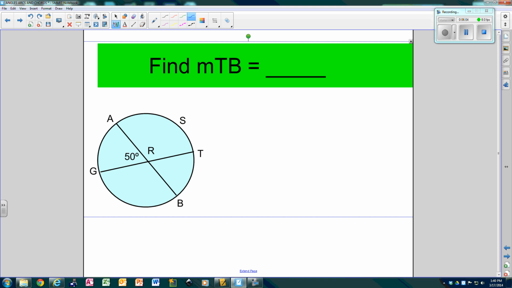All right, so find the measure of arc TB. So I see arc TB is this arc right here. Well, if this angle is 50, then I know this one's 50 because remember they're vertical. And if that one's 50, then this arc is also 50. So the measure of arc TB is 50 degrees.